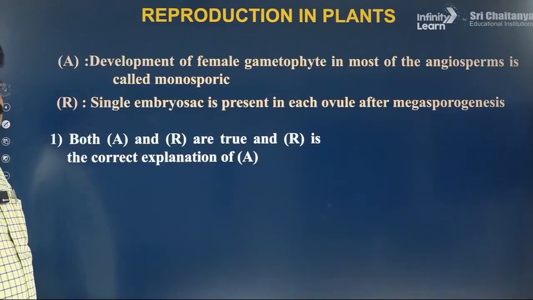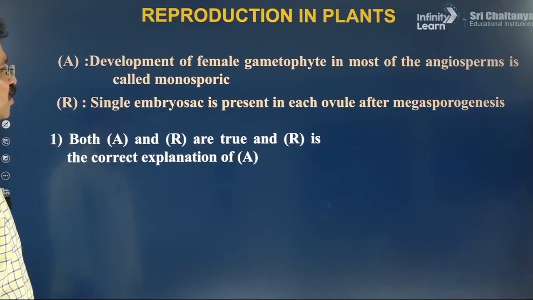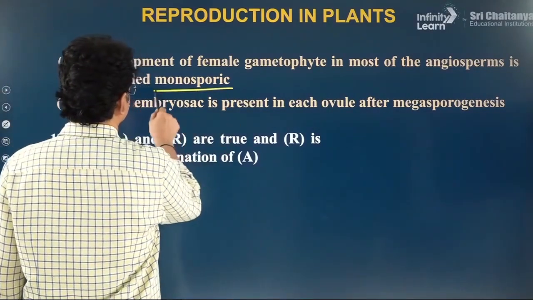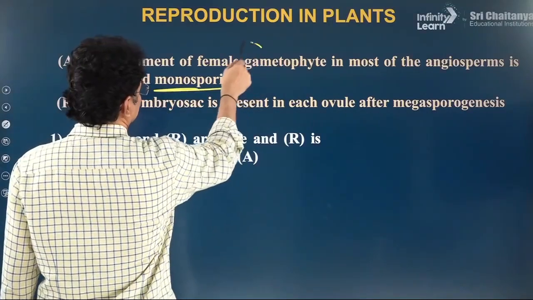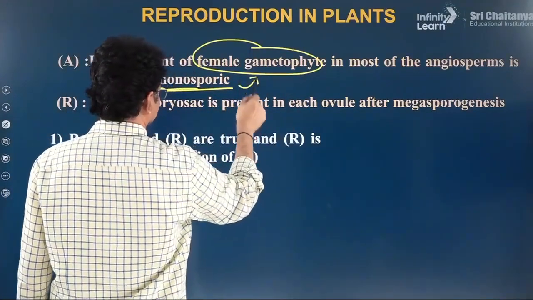Good. Assertion-reason type of question. Development of female gametophyte in most of the angiosperms is called monosporic. In majority of the angiosperms, development of this embryo sac, nothing but female gametophyte, is monosporic. Why?